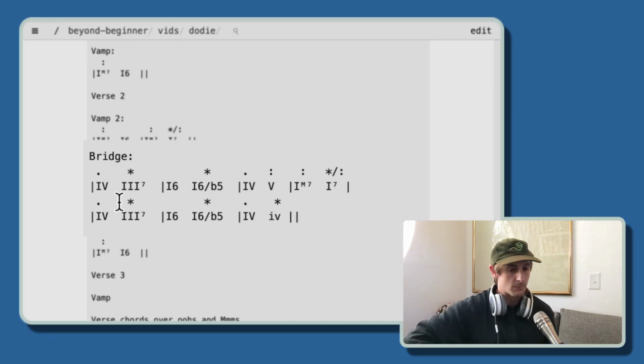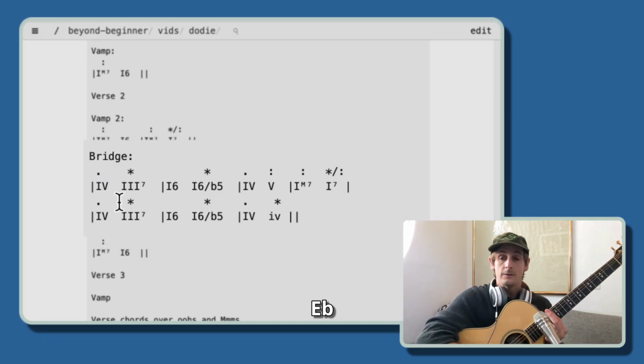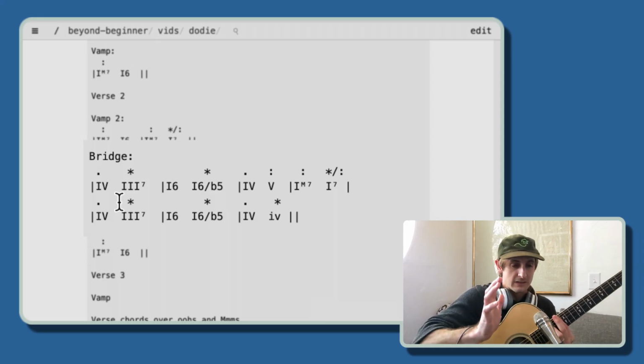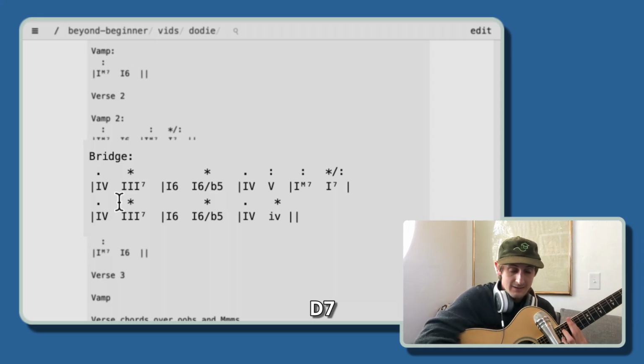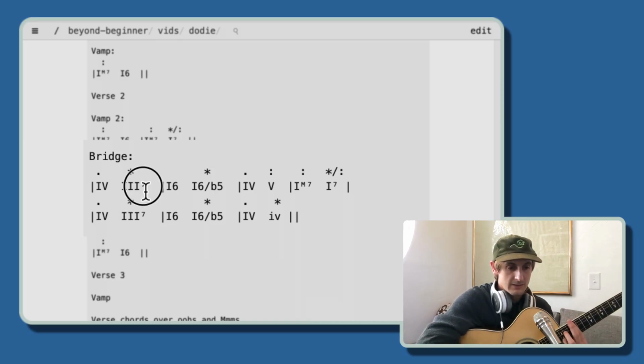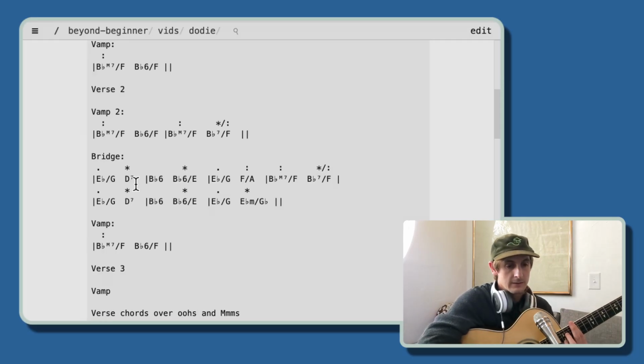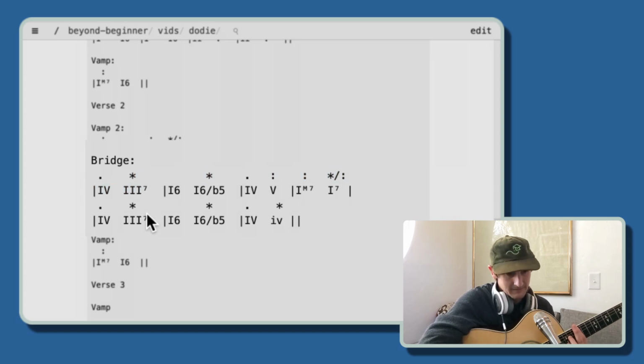We hit a 4. The 4 just has a little bit of interest if you're thinking about it in the B flat. And then this 3-7, major 3-7 chord in the key of B flat, that is the D7, which is so interesting.